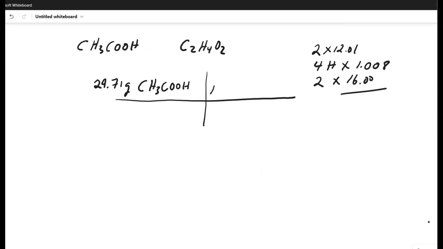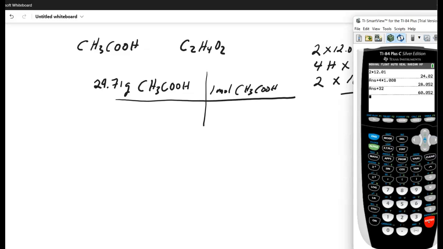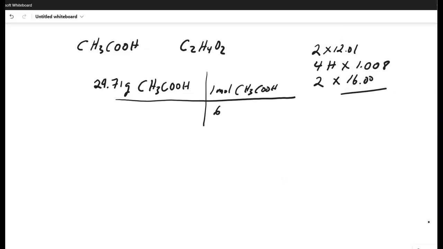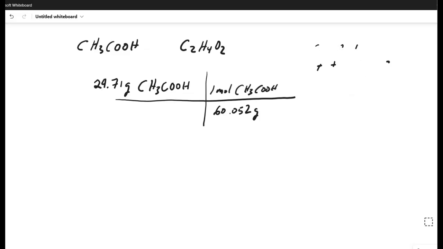So 1 mole of CH3COOH is 60.052 grams. And so now what I do is I just divide and see what I get.